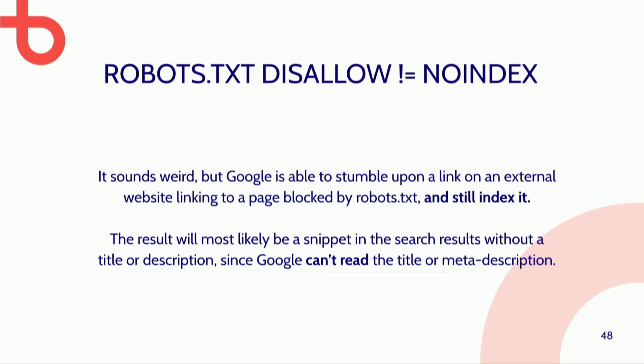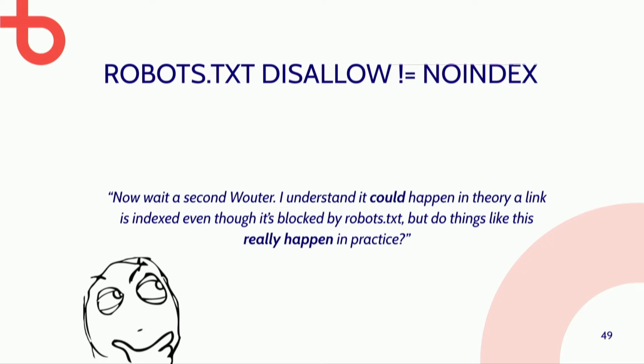It sounds really weird, but if a page is blocked by robots.txt, Google can still index it. If there are other websites pointing towards that page, even though it's disallowed in robots.txt, Google can still index that page. Google won't be able to crawl it, so it won't know the title of that page, the meta description, or the contents of the page, but it will be able to index it. People often ask me, this is cool that you notice this, but does it actually happen in real life that a page that is blocked in robots.txt is indexed by Google? And it does happen.